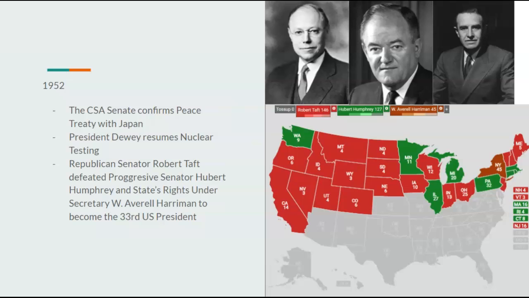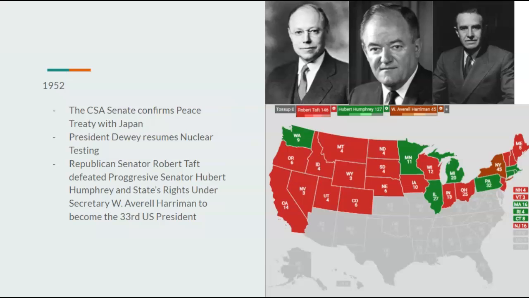In 1952, the Confederate Senate confirms the peace treaty with Japan. Good. President Dewey resumes nuclear testing. Oh yeah, he halted it for a little bit, and now it's back. And we also had the 1952 election. The Republicans nominated Ohio Senator Robert Taft, who, I'm going to say, was the son of former Supreme Court Justice William Taft, so he's got some name recognition behind him. And he's running against Progressive Senator Hubert Humphrey, who is running on the far left side of the whole thing, because the Progressive is far left.